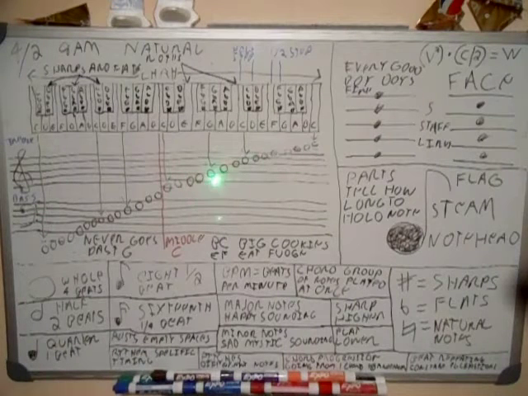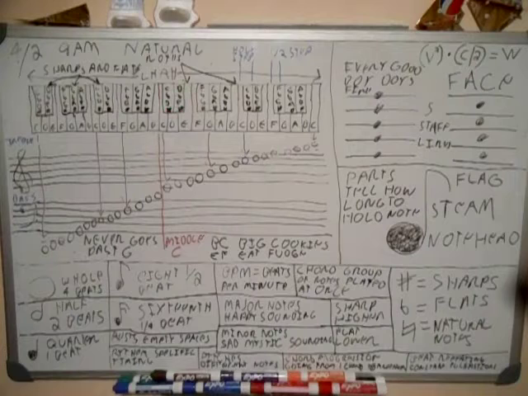Treble notes are higher in pitch. Bass notes are lower in pitch. These are your natural notes down here. These are the sharps and the flats up here. Up here I kind of put the symbols backwards on the sharps and the flats. I was going way too fast.